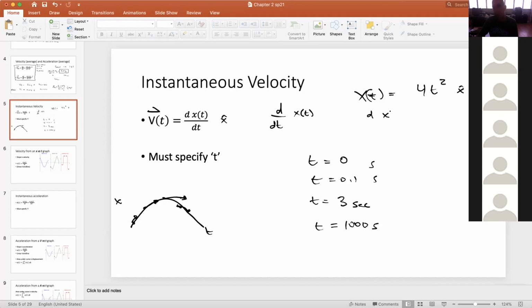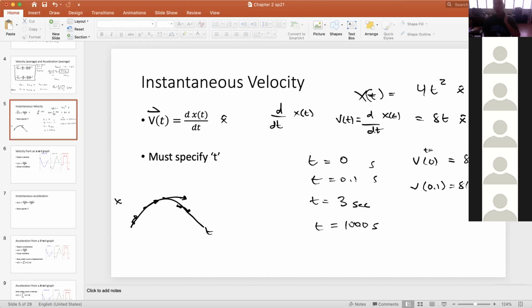So if we take the derivative of this, we get 8t in the x hat. But that's not the instantaneous velocity. That's the function of the velocity. In order to get it, we have to specify t. So at t equal to 0, v of 0, this is how we write it, t is equal to whatever our value is. This is 8 times 0, or 0. v of 0.1 is 8 times 0.1, 0.8, and these are meters per second. On and on. v of 1,000 is 8,000.